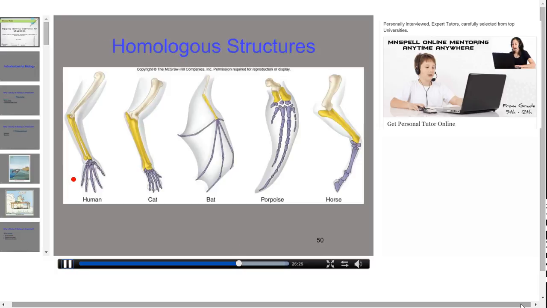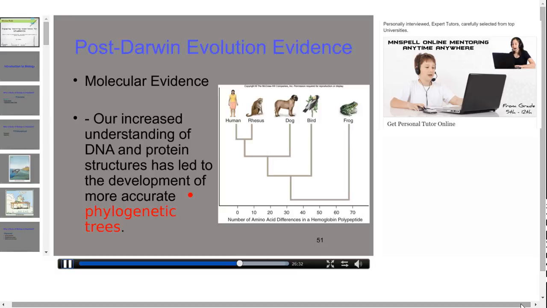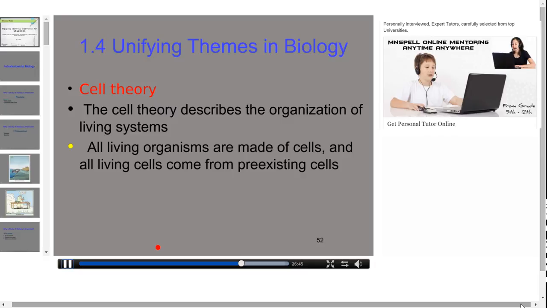As you can see, humans and cats as well as bats all have a similar origin, but the structure and functional formation is different. Then we had the formation of the phylogenetic trees, which show the molecular evidence and prove the formation of evolution.